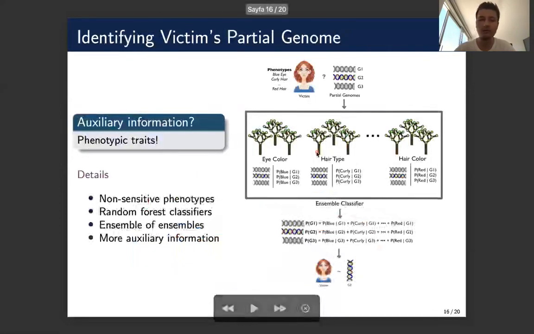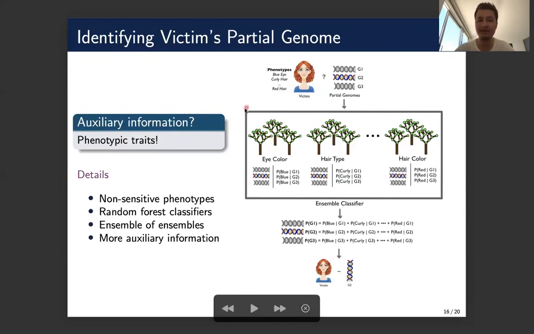This auxiliary information can be anything. It can be part of the genome of the victim again, or it can be the genome of the father and mother of the victim, or a relative of the victim. But we assume the minimum possible information, and we use phenotypic traits that can be easily obtained from, for example, social media accounts or from the internet. We use non-sensitive phenotypes like eye color, hair color, or hair type, etc.